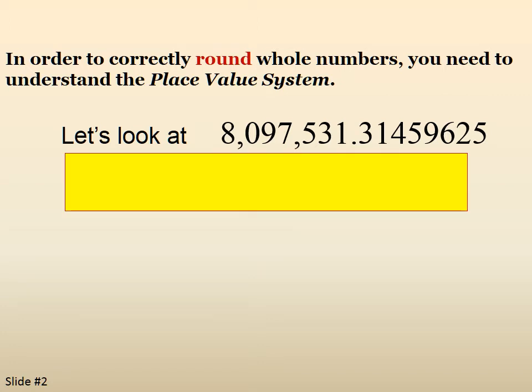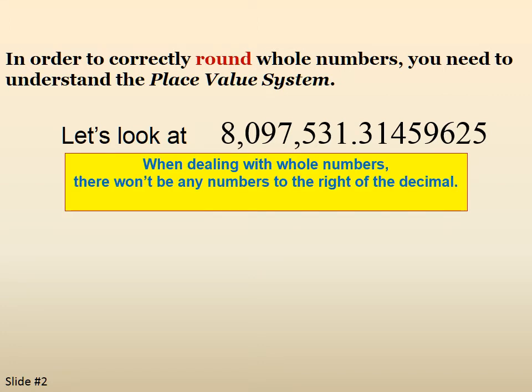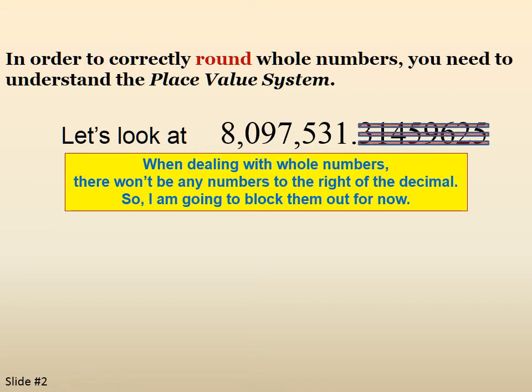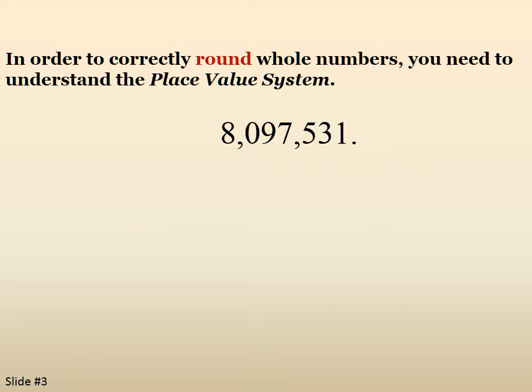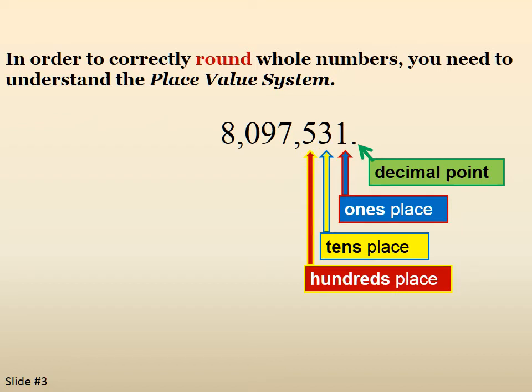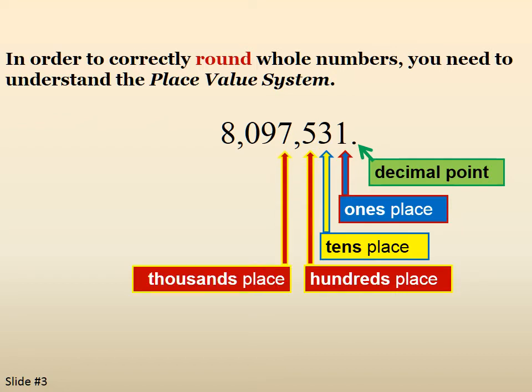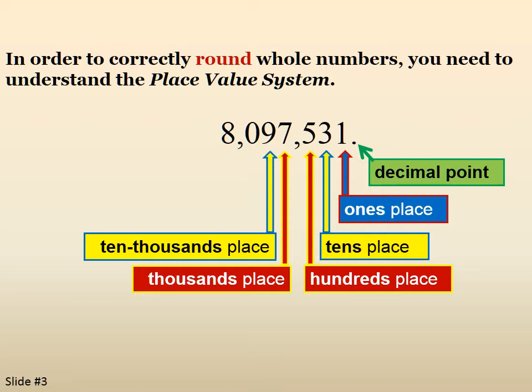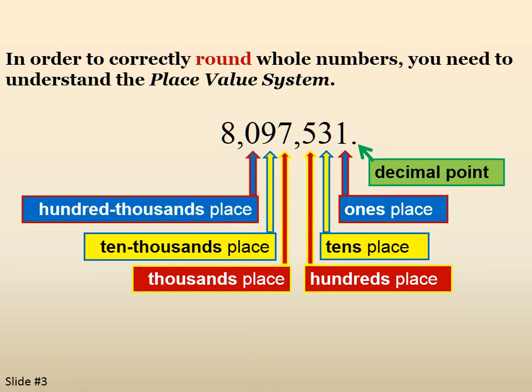8,097,531.31459,625. When dealing with whole numbers, there won't be any numbers to the right of the decimal, so I'm going to block them out for now. We have the decimal point, ones place, tens place, hundreds place, thousands place, 10,000s place, 100,000 place, millions place. This is the place value system.